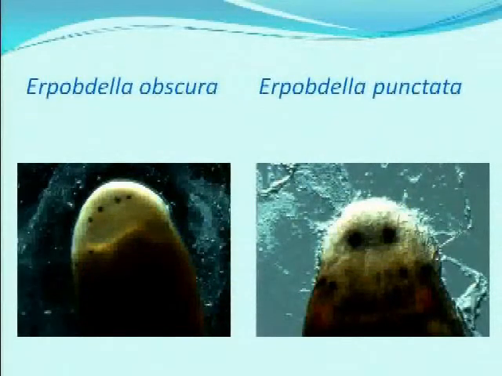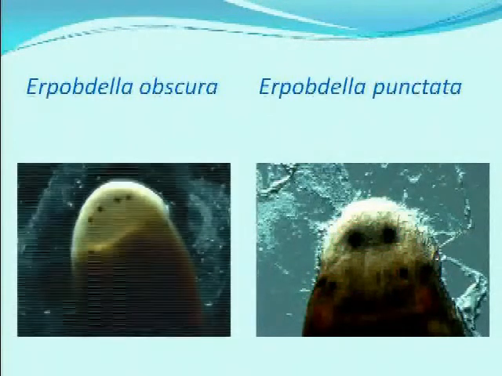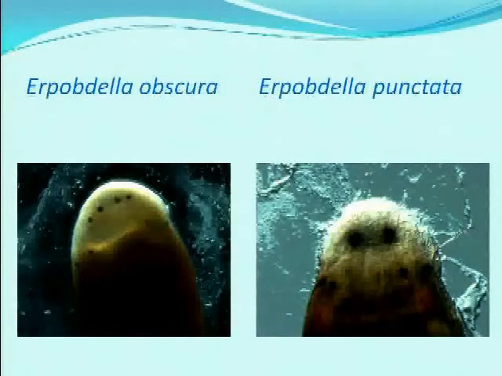Currently, I am working with the Erpobdella obscura and Erpobdella punctata leeches. These two leeches are very, very similar in size. The Erpobdella obscura has 4 sets of eyes, whereas the Erpobdella punctata has only 3 sets of eyes. Today, I will focus on the Erpobdella obscura. What I observed is that many of the Erpobdella obscura leeches had abnormal eye arrangements.